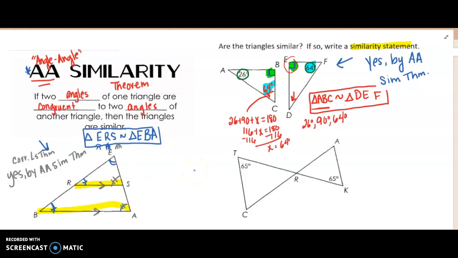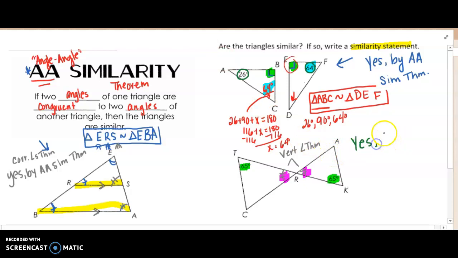All right, let's look at this last one for the angle-angle similarity theorem. Notice I have the 65 degree and the 65 degree angles are congruent. And don't forget what we learned all the way back in chapter 1. These are congruent by the vertical angle theorem. And therefore I have two angles of one triangle congruent to two angles of the other, so I can say yes, they are similar by the angle-angle similarity theorem.